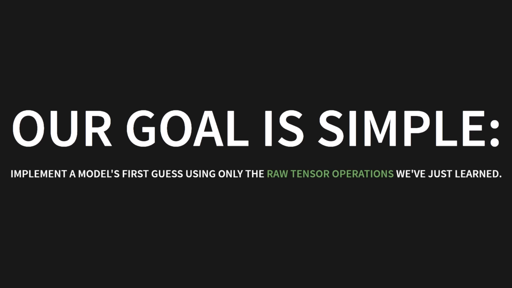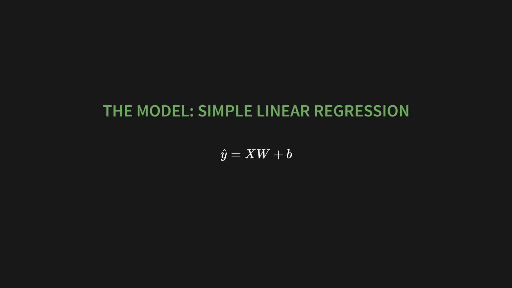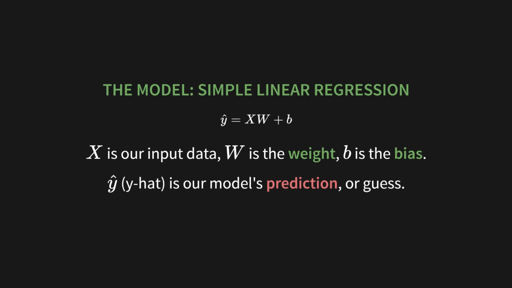So what's our model? We're starting with the most fundamental one, simple linear regression. You'll see this formula everywhere. Y hat equals xw plus b. Let's break that down. X is our input data. W is the weight, and B is the bias. And that little symbol, y hat, is our model's prediction, or its guess.